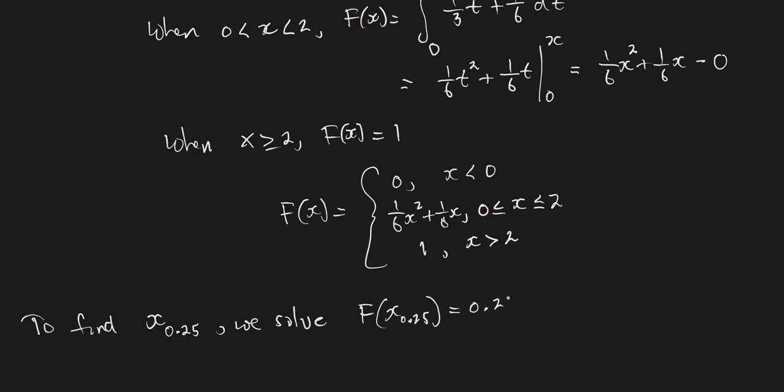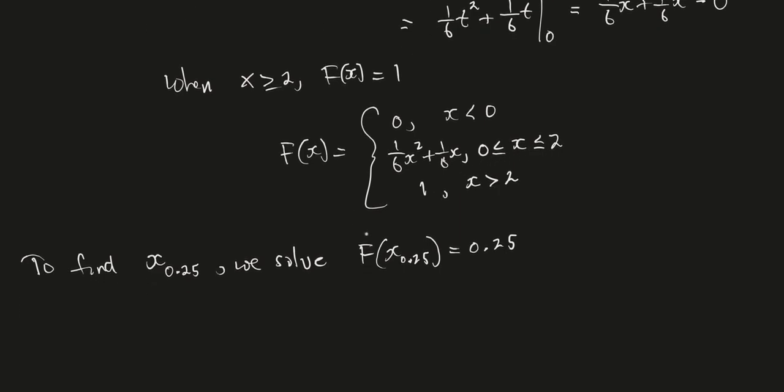So 0.25, right? Well, it certainly can't be a value of x less than 0, because any x value less than 0 gives me a CDF value of 0. And it can't be anything greater than 2, because if I plug anything greater than 2 into my CDF, it's going to give me a value of 1. So the solution would have to be somewhere between 0 and 2. That makes sense, right?